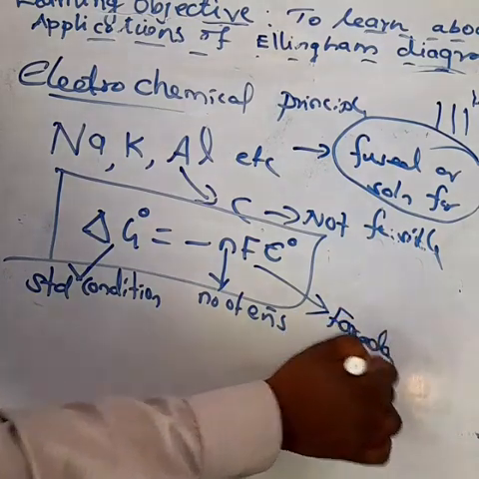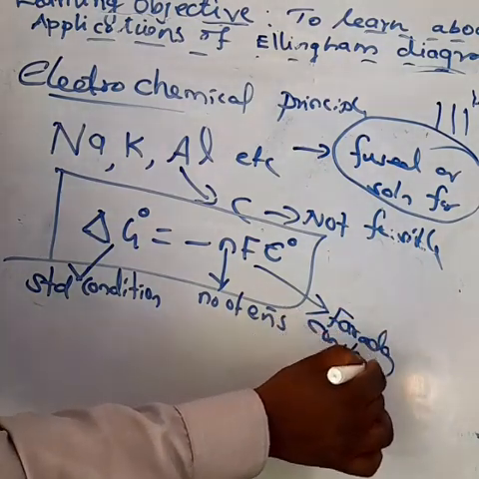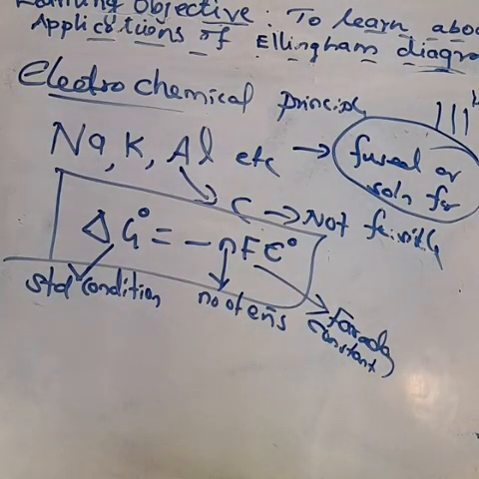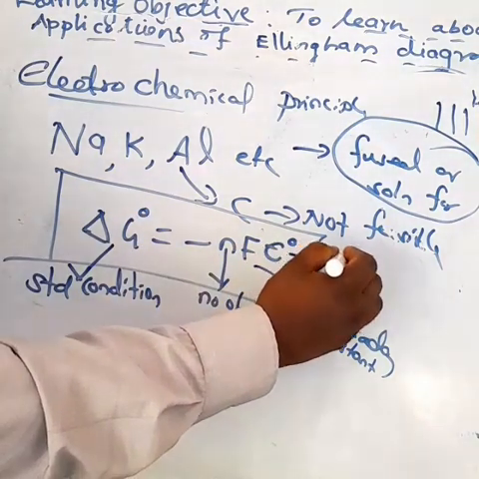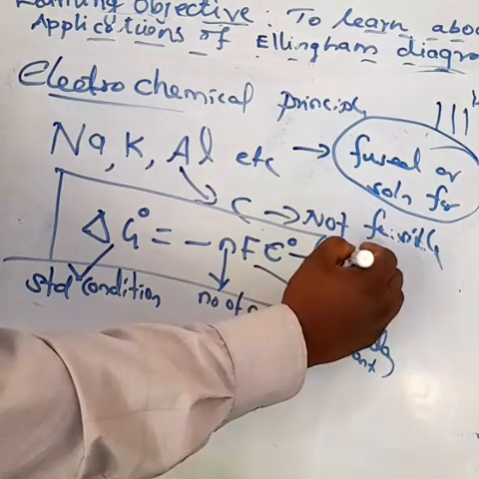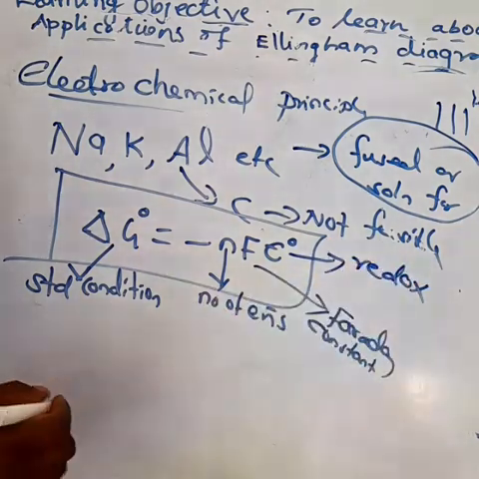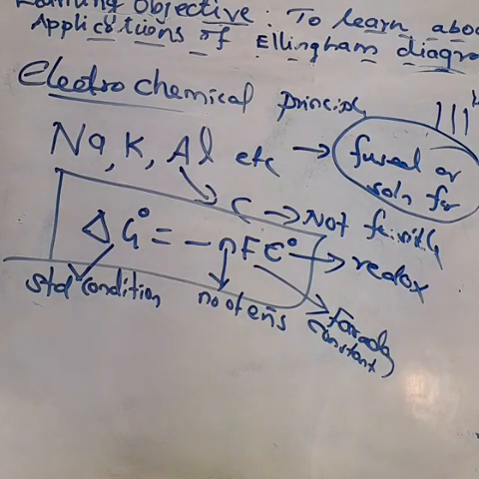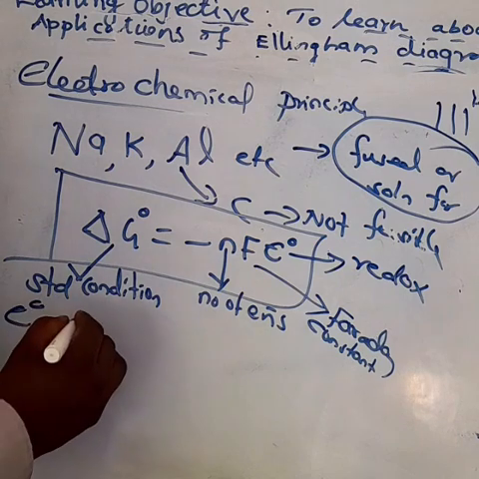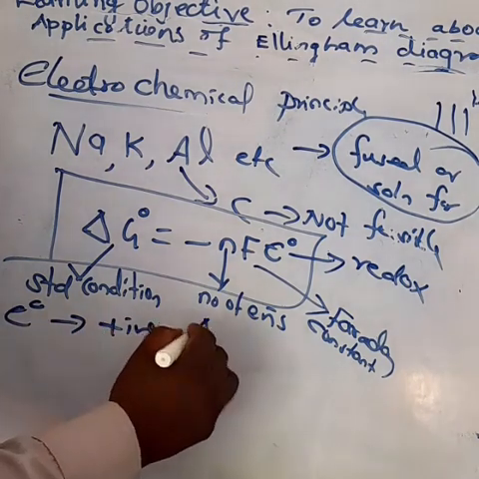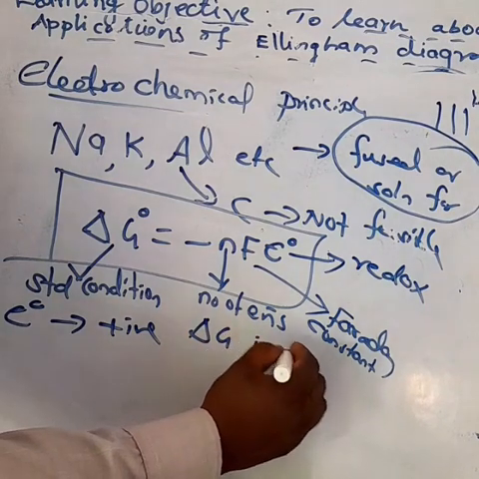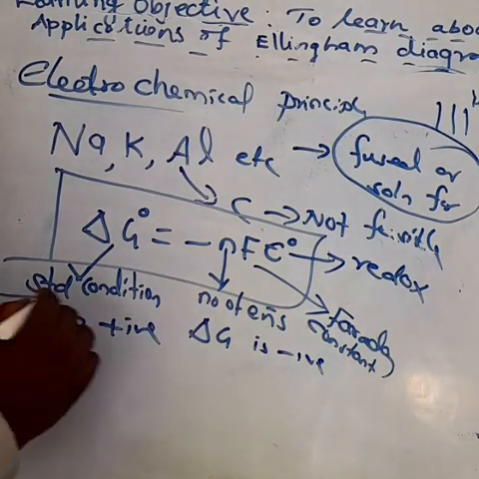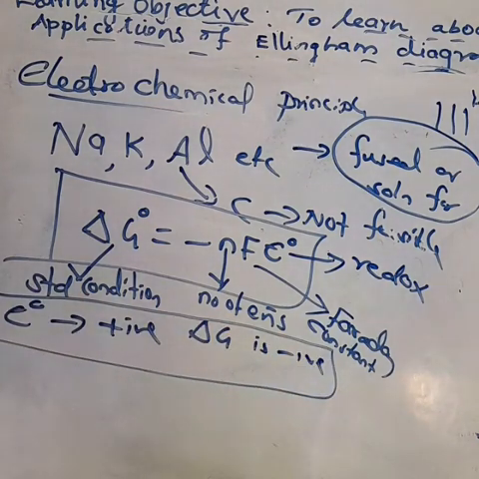F is the Faraday, which is a constant value. E naught is the standard electrode potential of the redox couple. Listen, there is only one condition: if E naught is positive, then delta G is negative. Don't forget that. If E naught is positive, delta G is negative and the reduction is spontaneous.